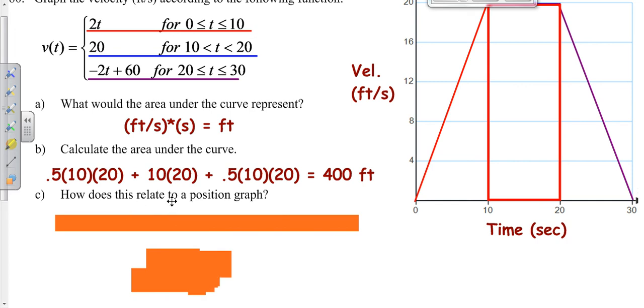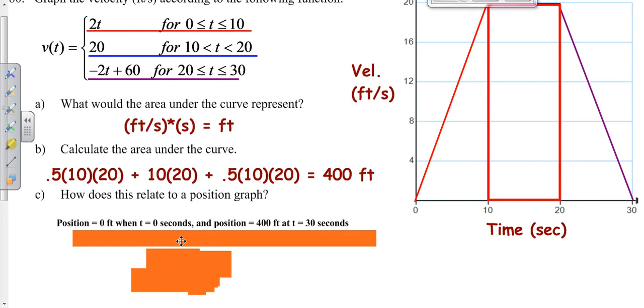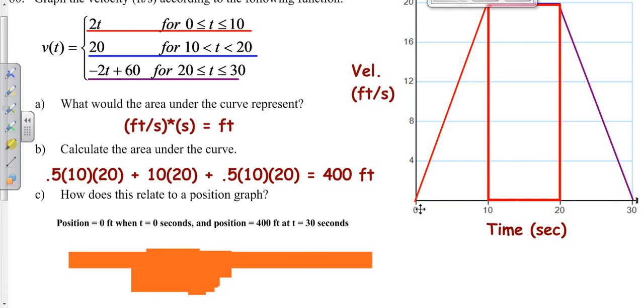So how does this relate to the position graph? Our position graph at time 0 would also be 0 because we haven't gone any distance if you haven't started. Now, at time 30, our position graph would be at 400 because the area underneath your velocity graph is distance. So from 0 to 30, the total area underneath would be where your position, your distance would be at 30 seconds, and that's 400 feet.